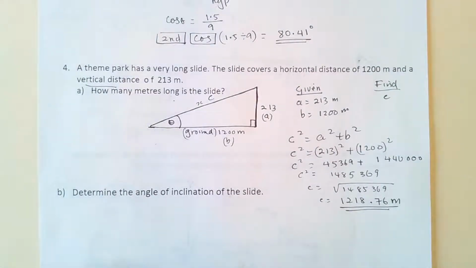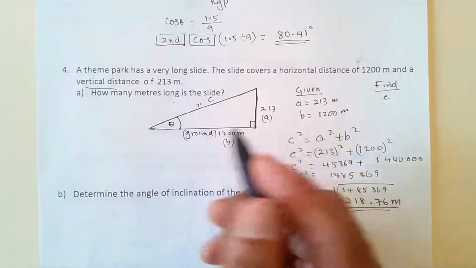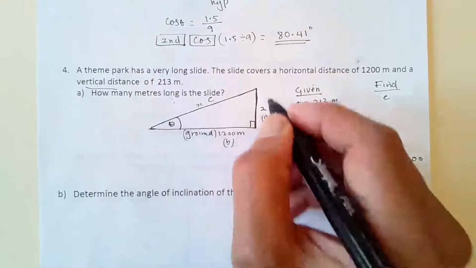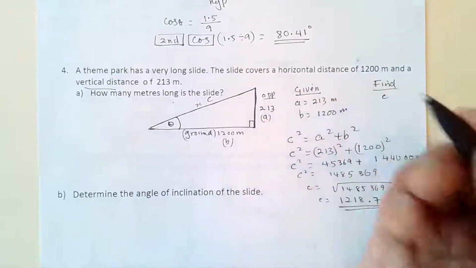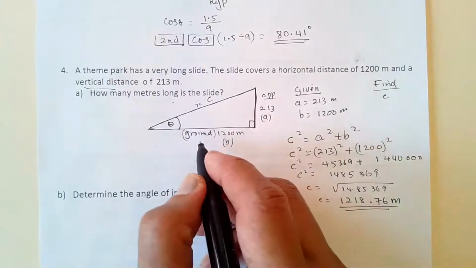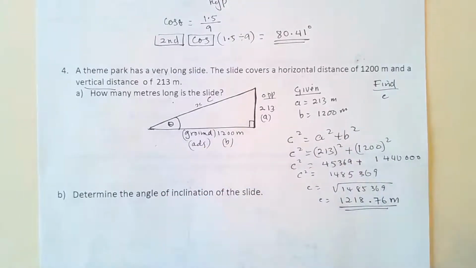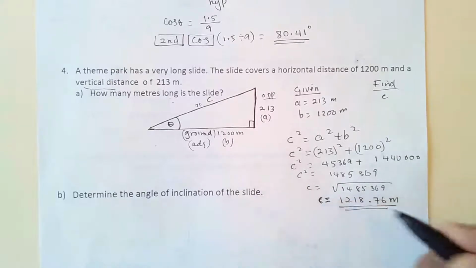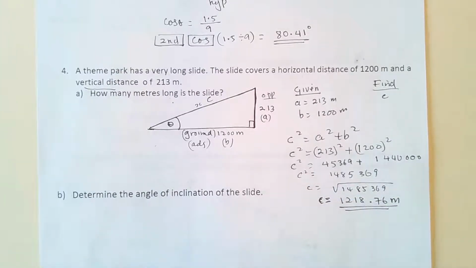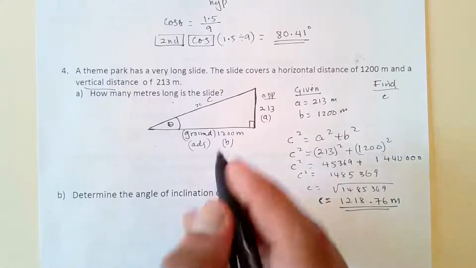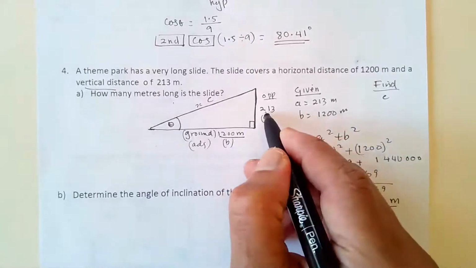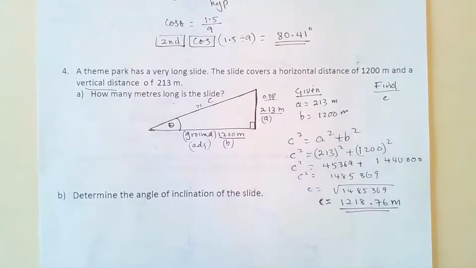So let's label this triangle based on the reference angle, or the angle being asked. So this would be the opposite side in this case. And what's also given, this is adjacent. So I'll use what's given. I could also use the hypotenuse because I determined it already, but I'm going to use what's given, and they're whole numbers, so easier to work with. So here we have our 1,200 and 213.